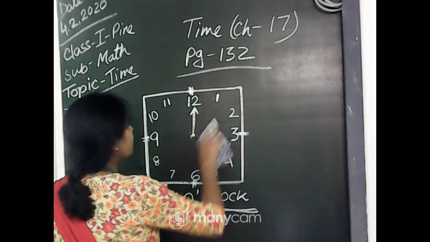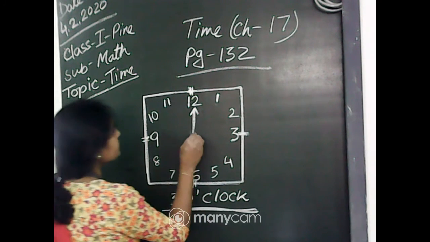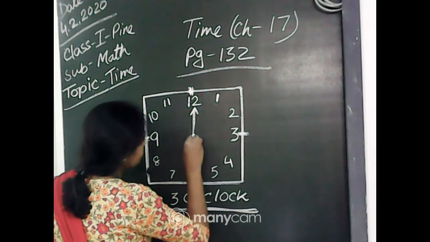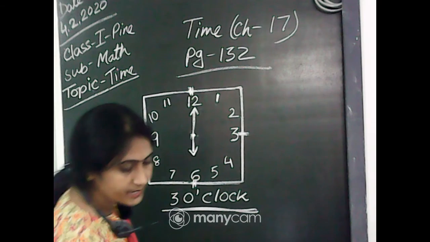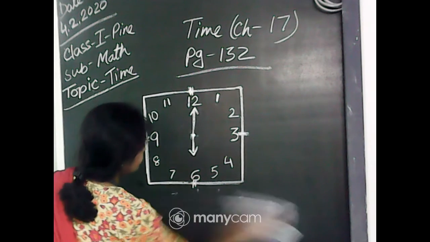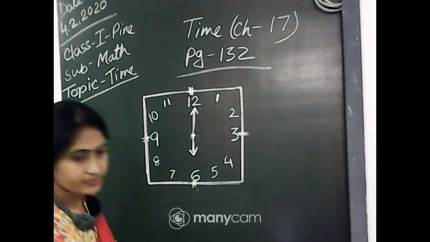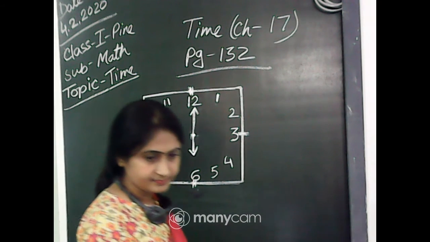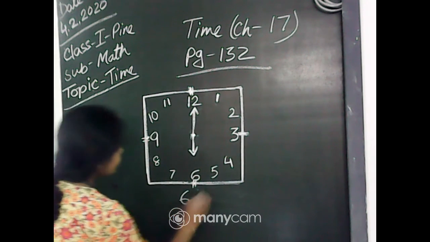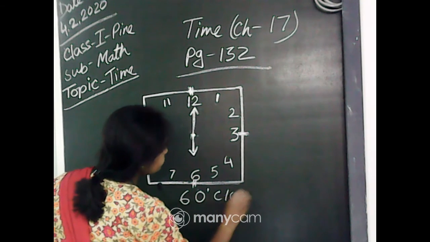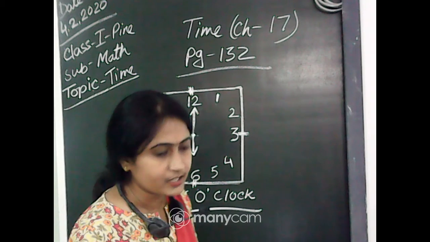60 minutes equal 1 hour. Now what does the time show? Can you tell me? What is the time now? Please tell me, beta. Reply to me. Yes, very good. 6 o'clock. Very good, all of you. Now it is 6 o'clock.